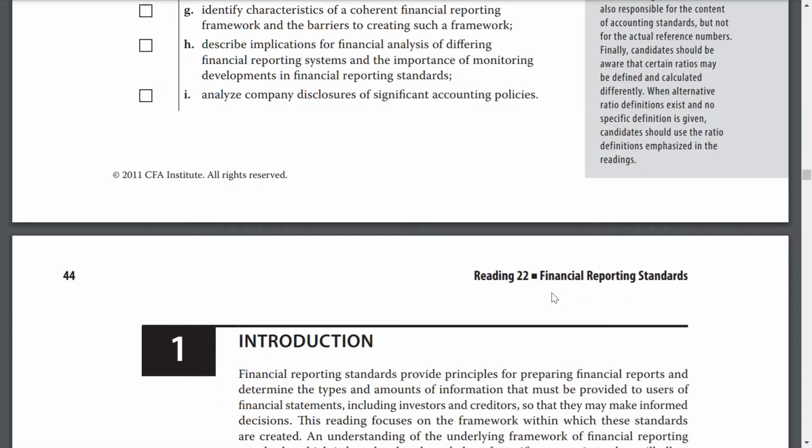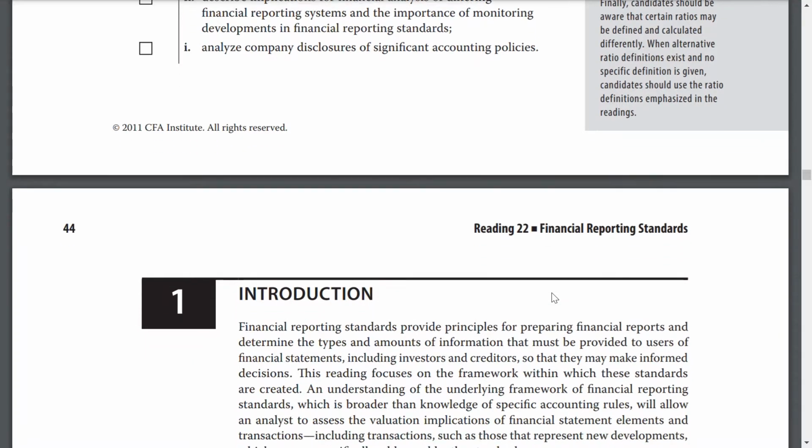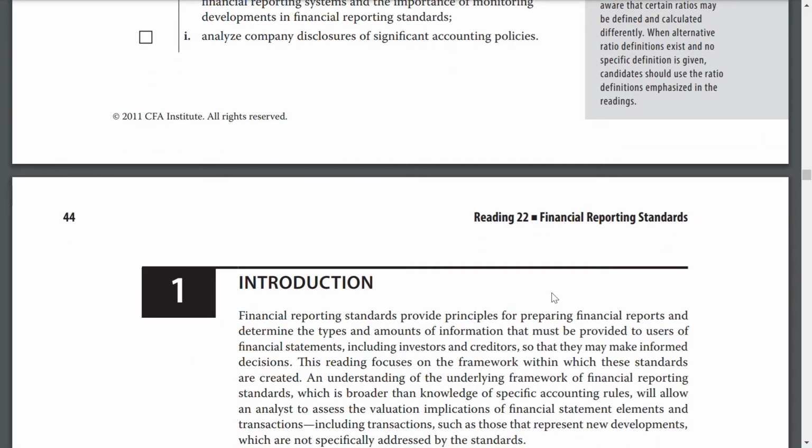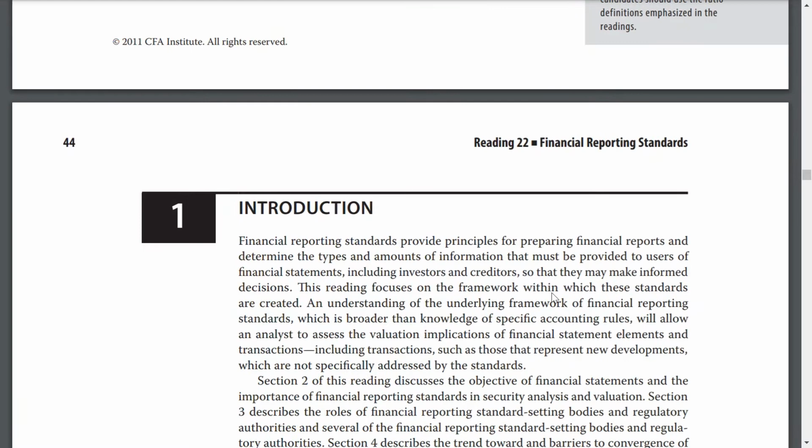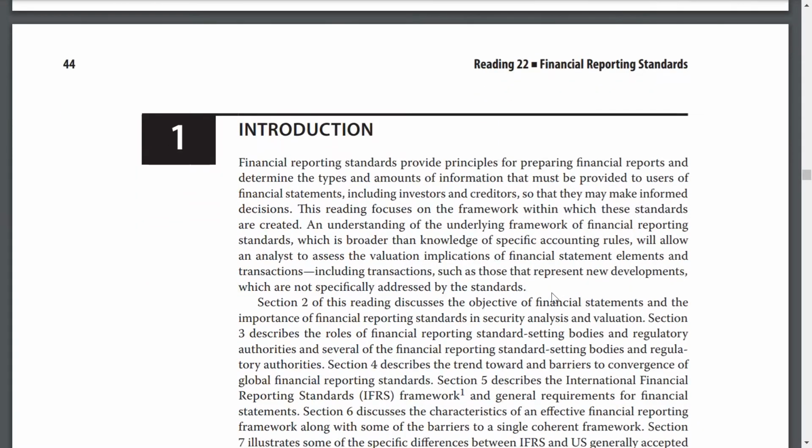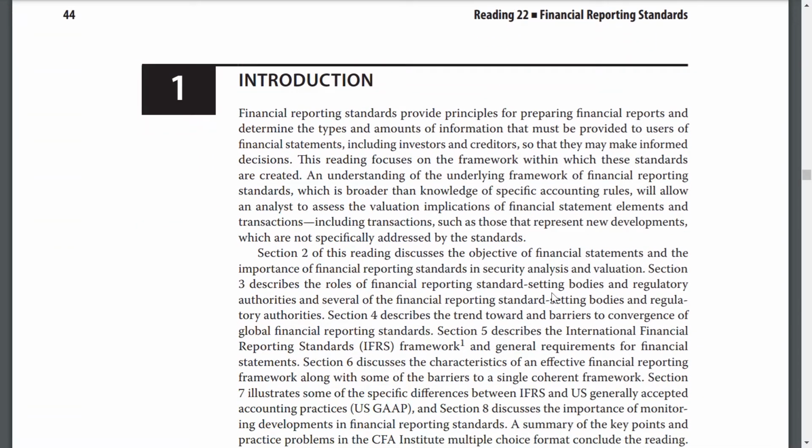Introduction. Financial reporting standards provide principles for preparing financial reports and determine the type and amount of information that must be provided to users of financial statements, including investors and creditors, so that they may make informed decisions. This reading focuses on the framework within which these standards are created.